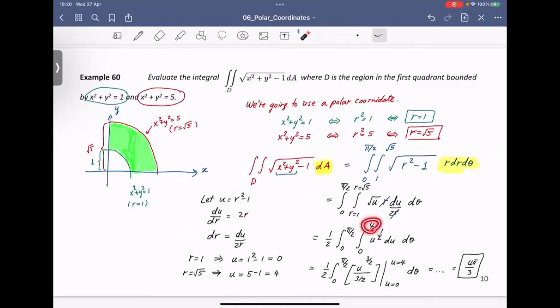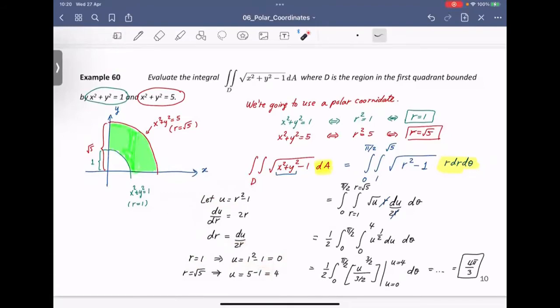And again, to answer your question, these numbers 0 and 4 do come from here where I do the substitution. So this u equal to this, if you don't know where it came from, it comes from here. So r equal to 1, so I plug in that, so I get u equal to 0.